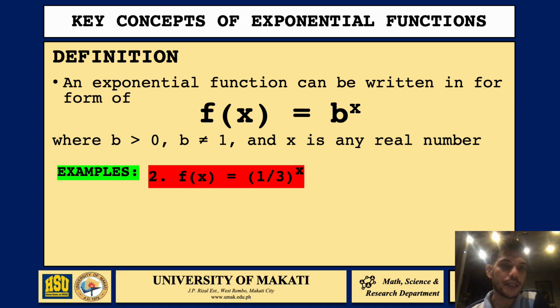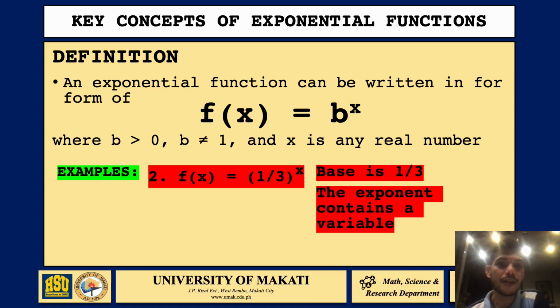Another example is f of x is equal to 1/3 raised to x. So the base is 1/3, which is greater than 0. And of course, that is not equal to 1. And the exponent is a variable.